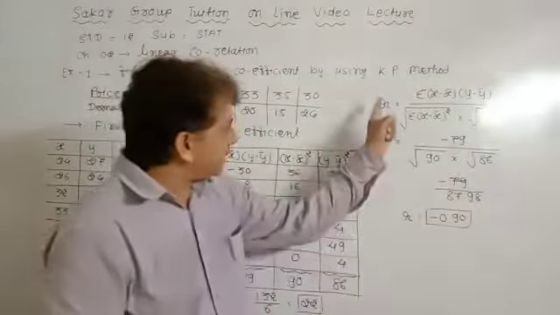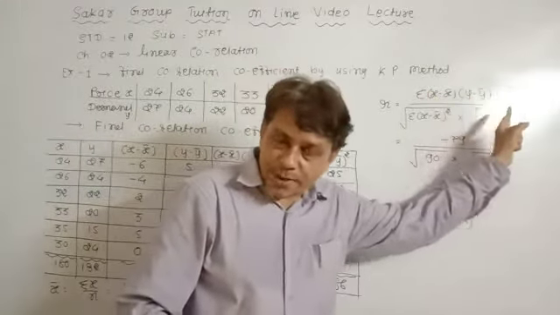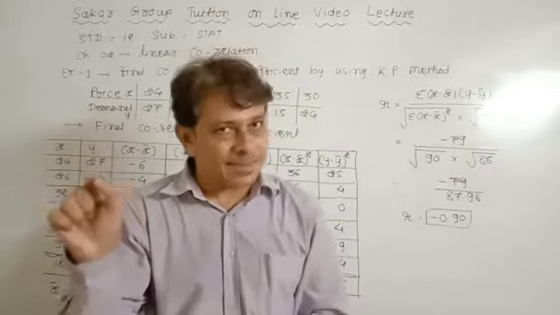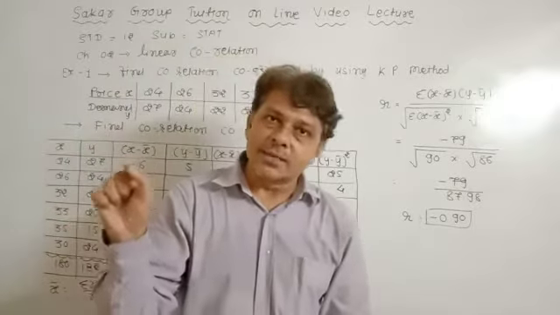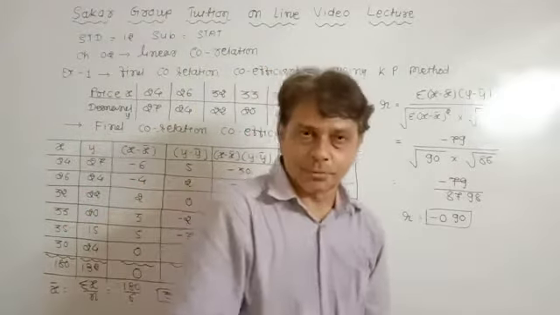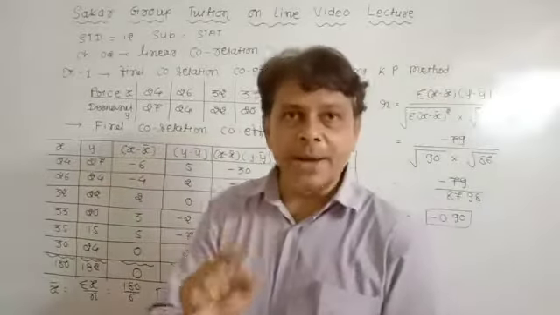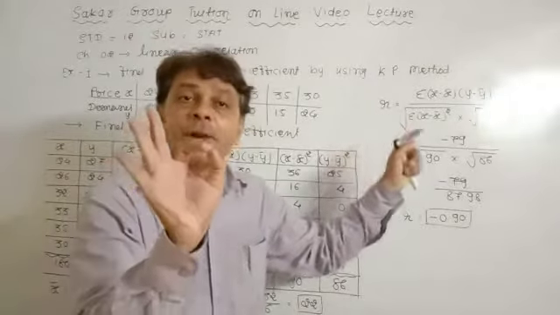The formula is r equal to sigma (x minus x bar) into (y minus y bar) divided by under root sigma (x minus x bar) square multiplied by under root sigma (y minus y bar) square. So listen carefully, dear friends: if both variables come in perfect numbers, then to find r you have to use this formula.